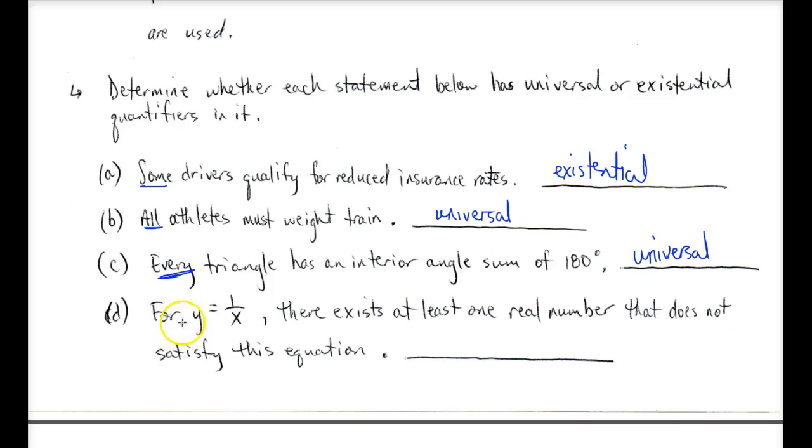And for D, it says for the function y equals 1 over x, there exists at least one number that does not satisfy this equation. Okay? And so the phrase there exists at least one lets us know that this is an existential quantifier.